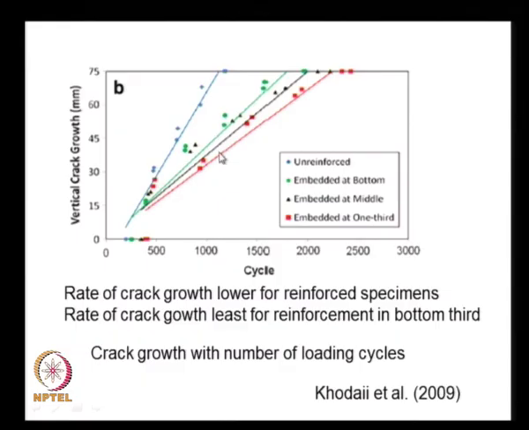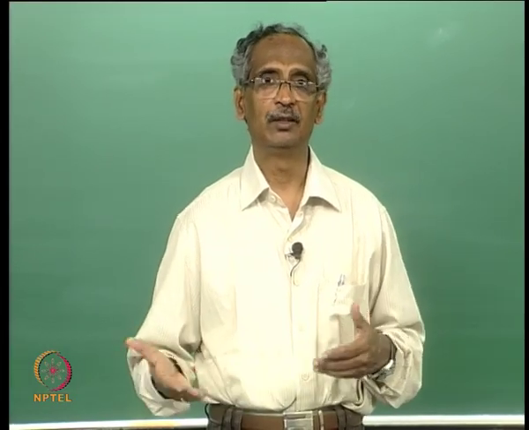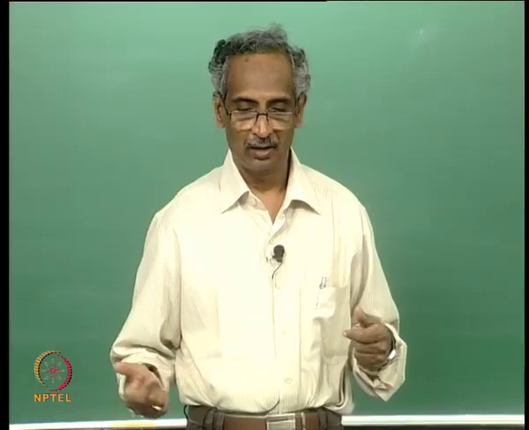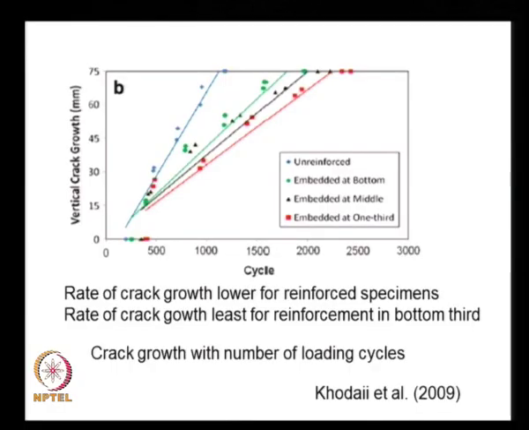They have tested by placing the reinforcement at 3 locations: at the bottom, at the middle of the overlay, and at the bottom 1/3. They have seen the best performance when the reinforcement is placed at the bottom 1/3. When it is placed at the interface of the old pavement and the new overlay, the result was not very good. That means there is a separation taking place between the old and the new pavement, and if it is placed at mid height, it is almost in the compression zone.